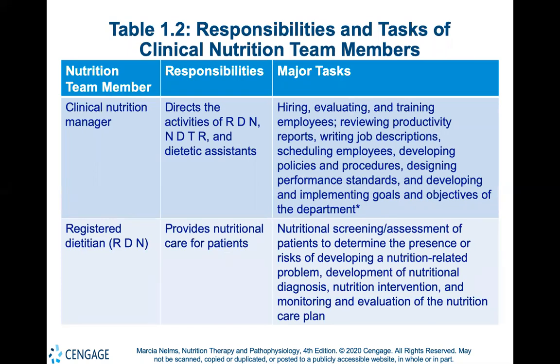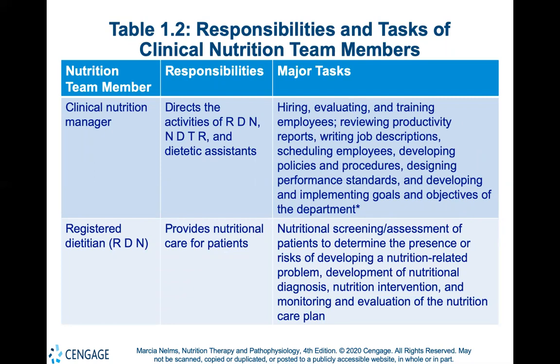So when you think about the clinical nutrition team, it starts with the clinical nutrition manager. This person directs the activities of the RDNs under him or her, the NDTR, and the dietetic assistants. The clinical manager is known for hiring, evaluating, and training employees. They have to write the job description, schedule employees when they're going to work, develop policies and procedures, design performance standards, and develop and implement goals and objectives for their department.